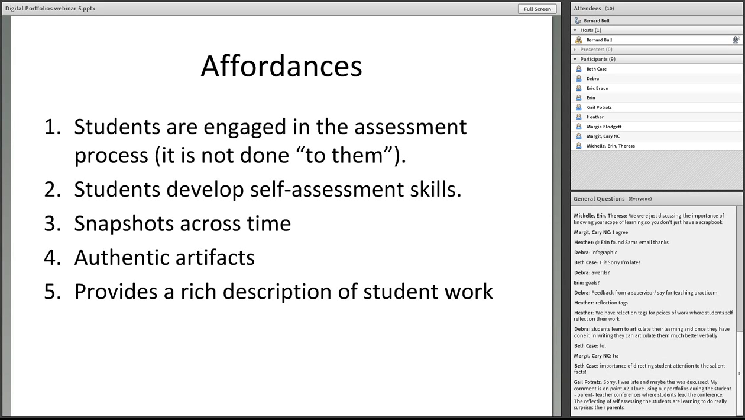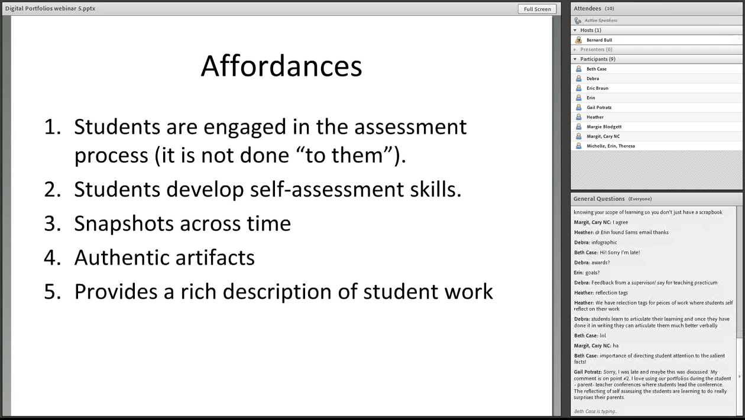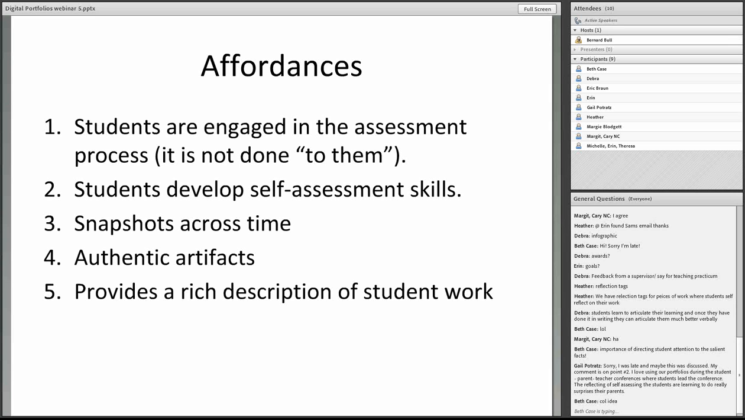Now let me take a moment and go back and look at the posts. Deborah wrote, students learn to articulate their learning, and once they have done it in writing, they can articulate it much better verbally. That makes great sense, and there's a lot of great research on the value of writing and how it teaches one to be more articulate, thoughtful and intentional in their word choice, and how it helps one to cultivate verbal skills as well.